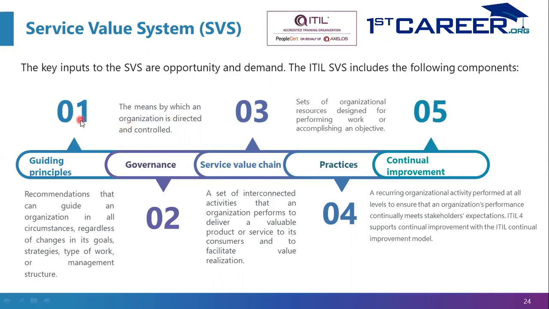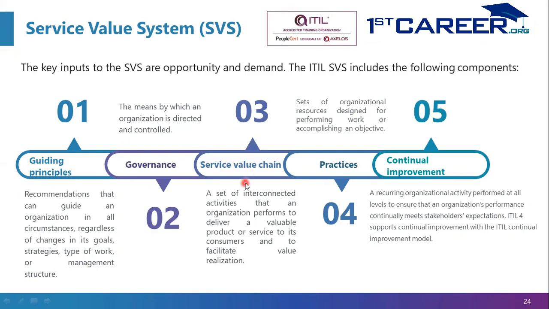The 5 components of the SVS: guiding principles, which are recommendations that can guide an organization in all circumstances, regardless of changes in its goals, strategies, types of work, or management structures. Governance, the means by which an organization is directed and controlled. We already looked at number 1 and 2 in a previous section. There are 3 more components or elements of the service value system.